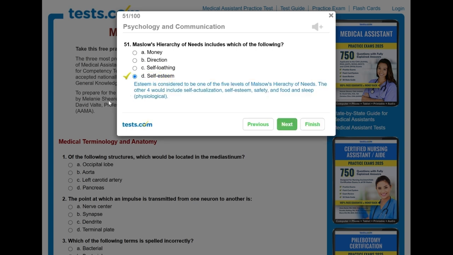D. Self-esteem. Esteem is considered to be one of the 5 levels of Maslow's hierarchy of needs. The other 4 would include self-actualization, safety, food and sleep, physiological.